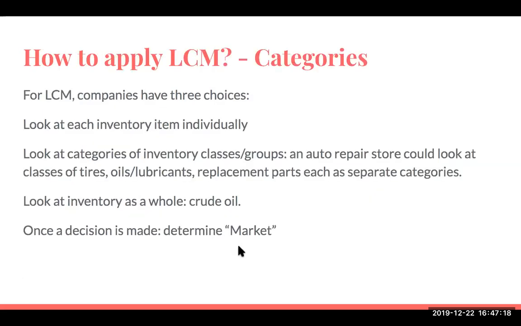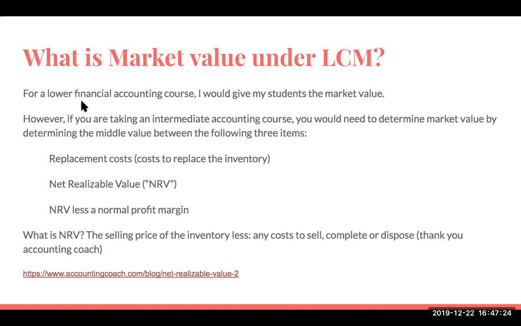Okay, so we've figured out our categories. Now we need to figure out, well, what exactly is market? Okay, so if you're taking one of my lower division financial accounting courses, like at Irvine Valley College, that would be Accounting 1A, I'm going to be giving you the market value, period. I'll say, here's the cost and here's the market.